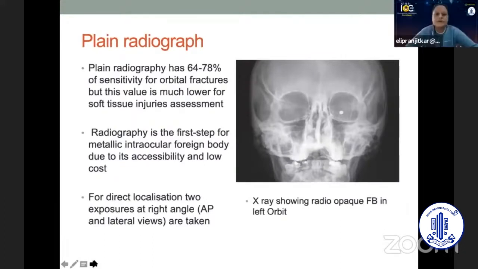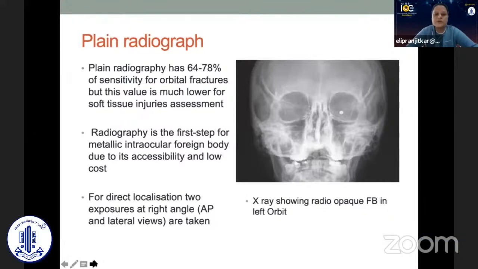Plain radiograph has 64 to 78% sensitivity for orbital fractures, but this value is much lower for soft tissue injuries assessment. It is the first step for metallic intraocular foreign body due to its accessibility and low cost. For direct visualization, two exposures are necessary at right angles. One is AP and lateral view are taken. And this picture is showing radio-opaque foreign body in left orbit.